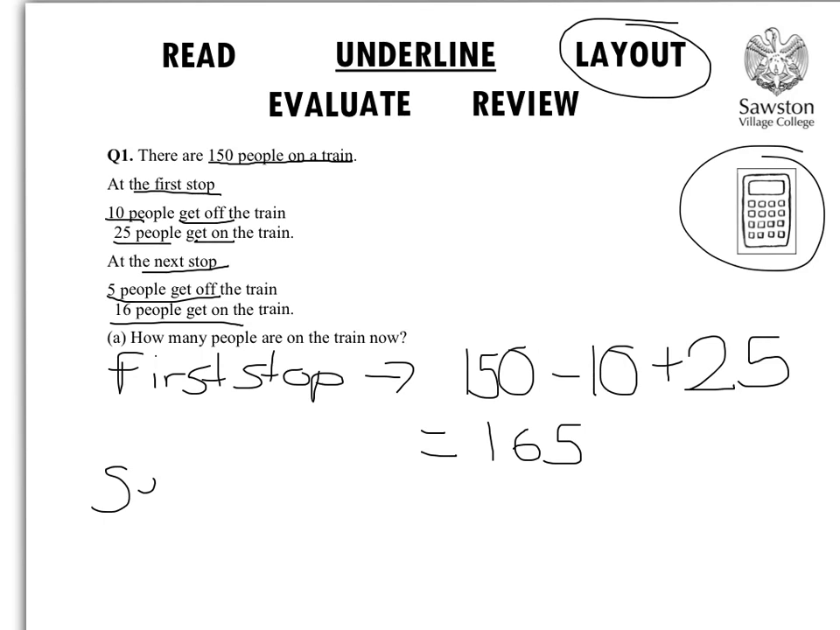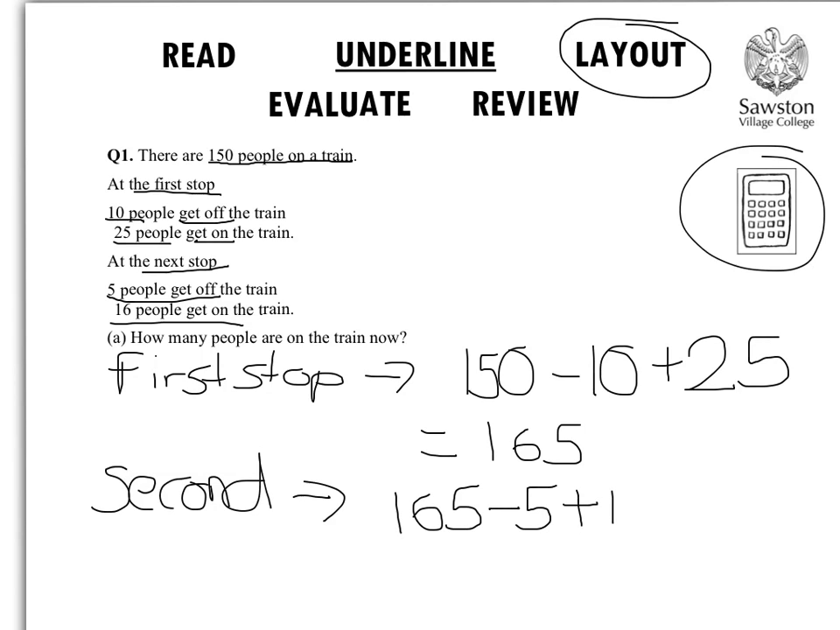At the second stop, 5 people got off the train, so that would be 165 minus 5, and 16 people got on, so we add that on. Again, use your calculator or work that out, you get 176 people. It's good to be nice and clear. Should have been nice and clear up here as well.